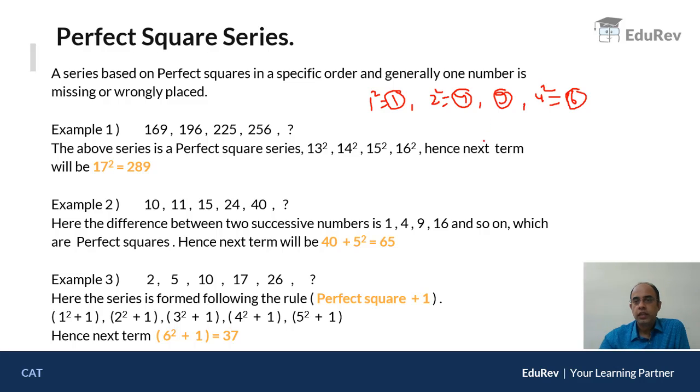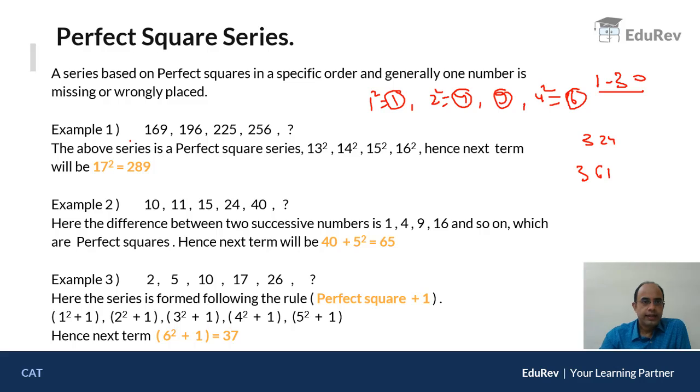Now as a student, you should mug up all the perfect squares from 1 to 30. Again, there is a homework for you, that is to mug up squares from 1 to 30. 18 square 324. 19 square 361. It should be very, very crystal clear in your mind. Fine. Suppose I say 24 square, 576. From 1 to 30, mug up all the squares.